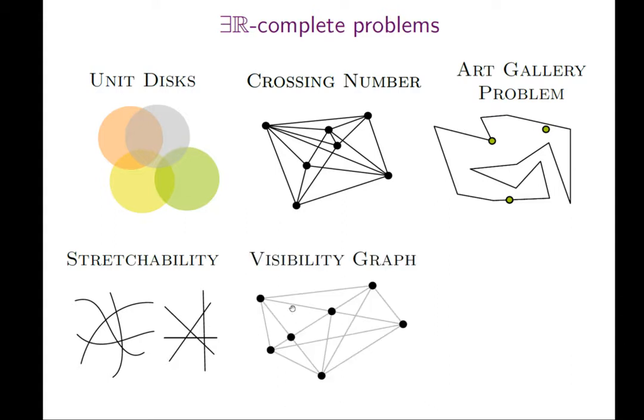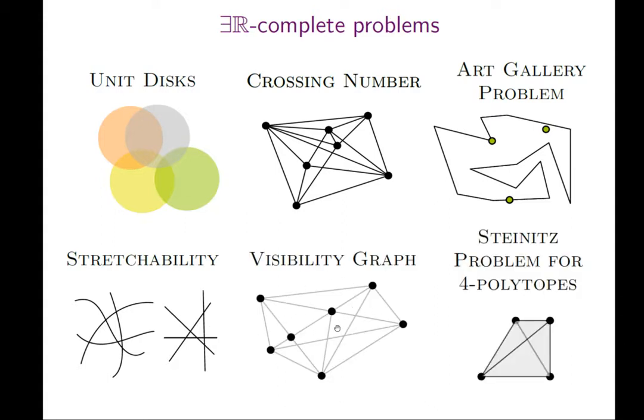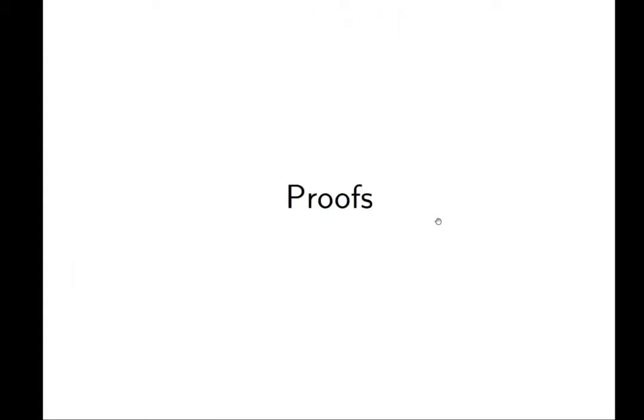So let me give you two more problems: visibility graph recognition and Steinitz's problem for polytopes in 4 dimensions. Here you are given abstractly a polytope and you want to realize it. All of those problems have a similar flavor, and they're all ER-complete, which makes this an interesting complexity class. And now we have one more member, namely drawing graphs in a closed polygonal region, which is a very natural problem.